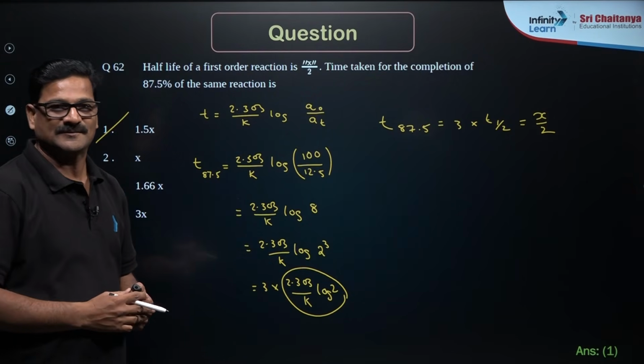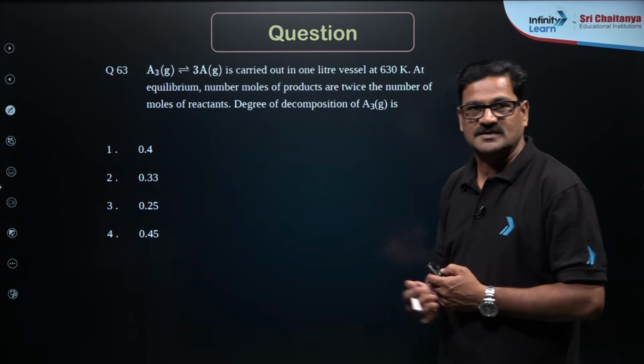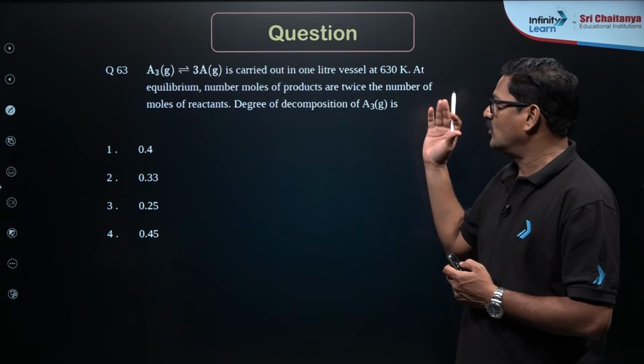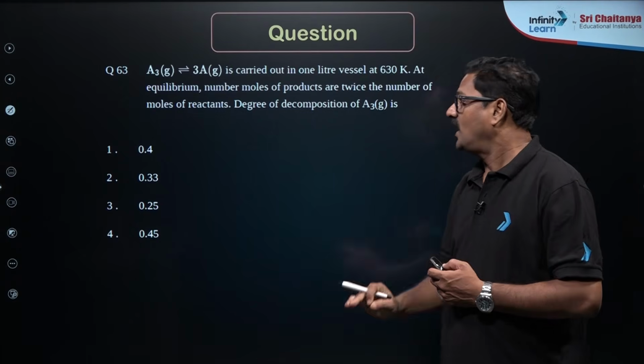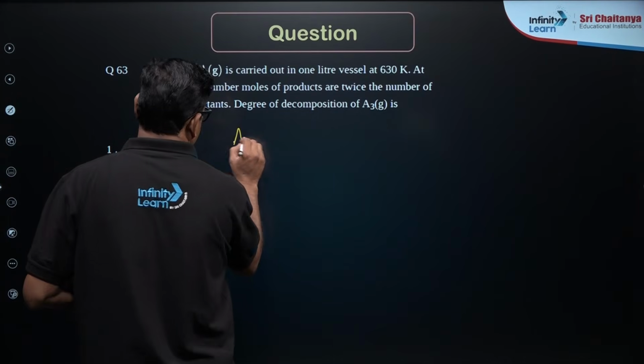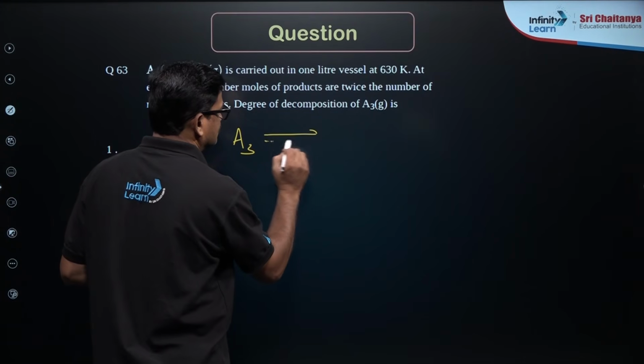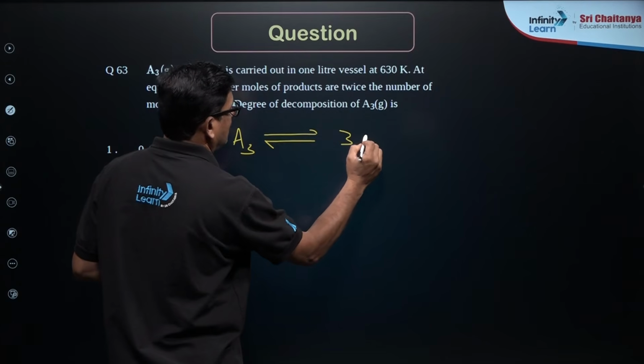So A3 reversibly gives rise to 3A, carried out in a 1 liter vessel at 360 Kelvin, and A3 is given as 3A.